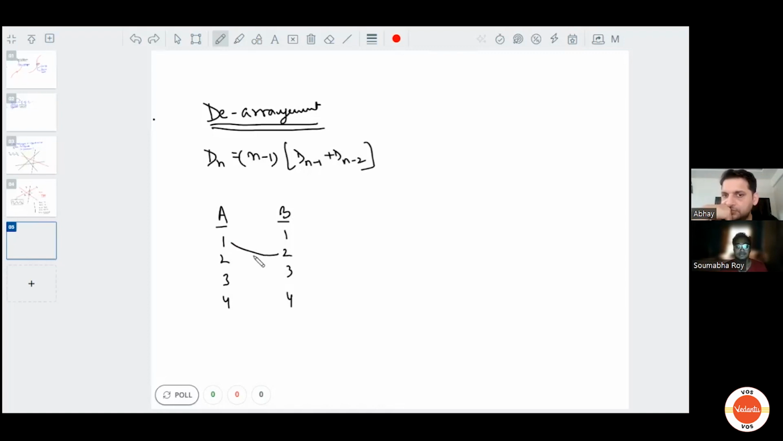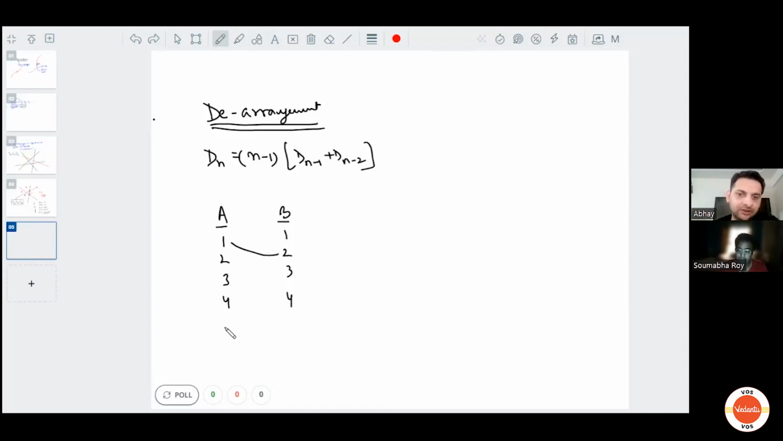And fixing this one, the k can vary from 2 to n. There are n minus 1 choices. So there will be n minus 1 times d n minus 2. But I couldn't prove the d n minus 1 part.